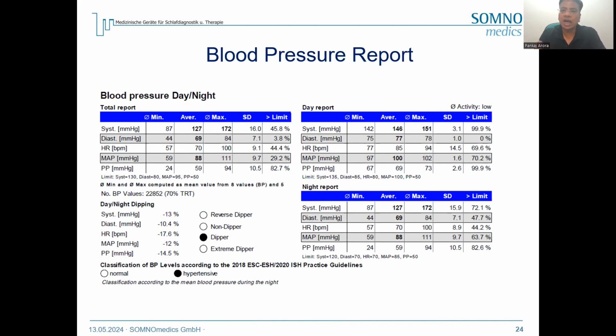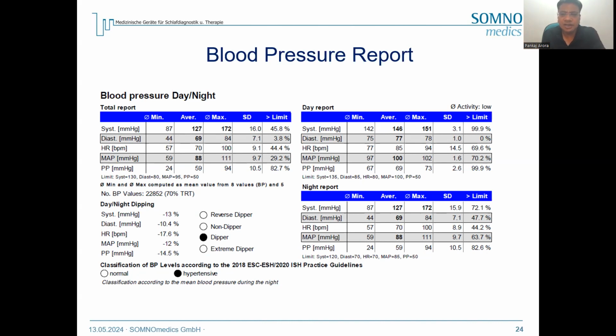So you will be able to know how the patient has behaved and how this obstructive sleep apnea or obstructions is affecting his blood pressure. In this particular case, we say it's hypertensive, but his average blood pressure during the day was 146. How do you define day blood pressure or night blood pressure? Once I told you, we define lights off. We tell the patient to sleep and we define lights off. So before lights off is the day blood pressure. After lights off is the night blood pressure.